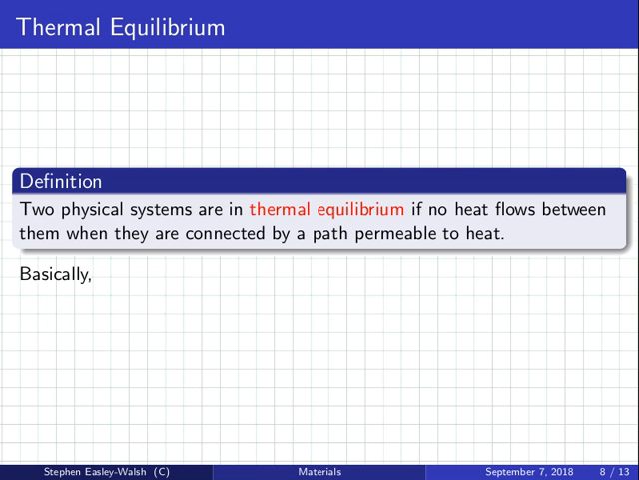The path permeable to heat just means the heat has a way to travel, but it doesn't travel because they're in thermal equilibrium. Basically, they're the same temperature.